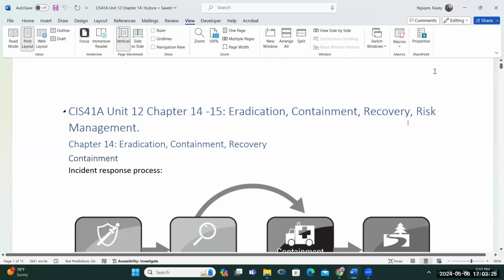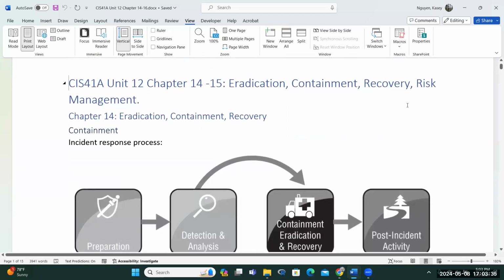Okay, so we're gonna go over unit 12. This is gonna be chapters 14 and 15. This is the last part of the text. I modified this assignment a little bit because I feel like there are some parts of it that you need to know as an analyst. So we're going to talk about eradication, containment, and recovery, and in chapter 15, we're going to talk about risk management, which is really important for our profession. That's mostly the area that we address, right?